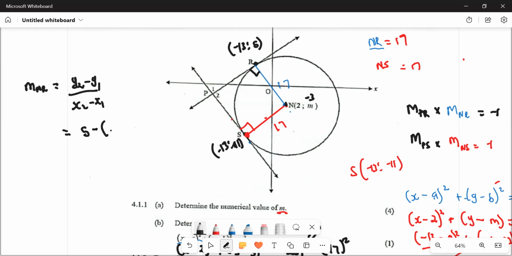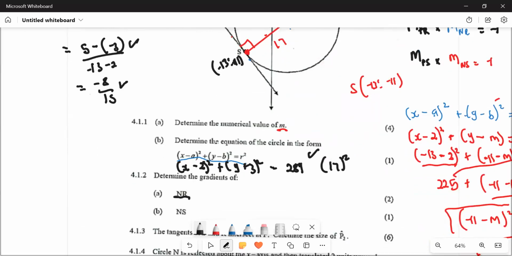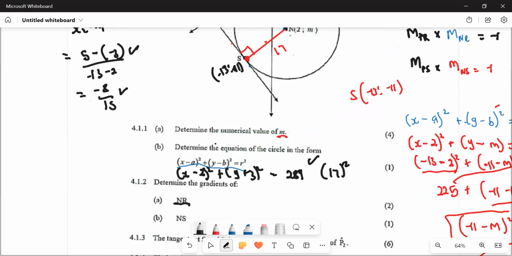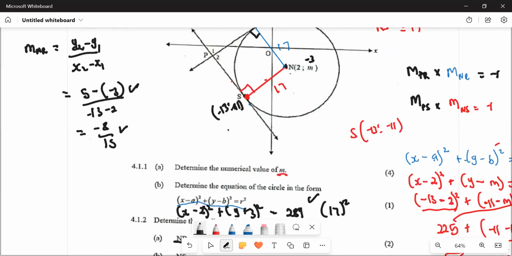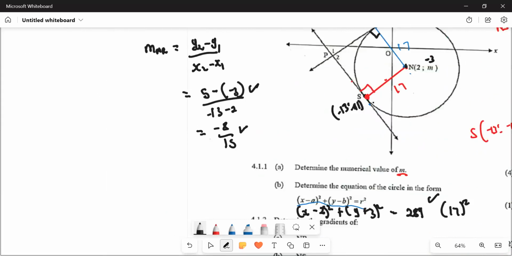It's 5 minus open bracket minus 3 all over 13 minus 13 minus 2. And then what do we get? Negative 8 all over 15. Okay, we get 2 marks here. How many marks is this? 2. Okay, let's get the other one then.